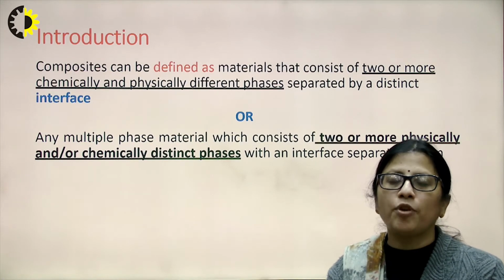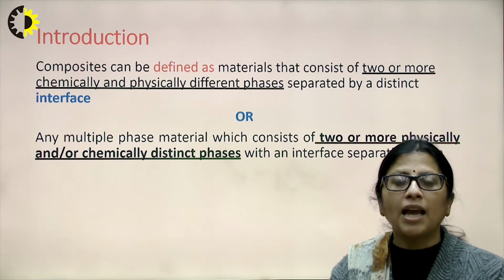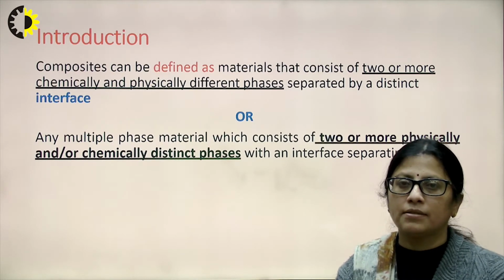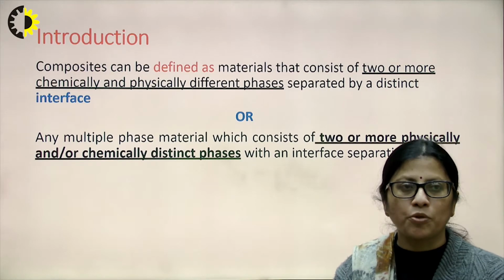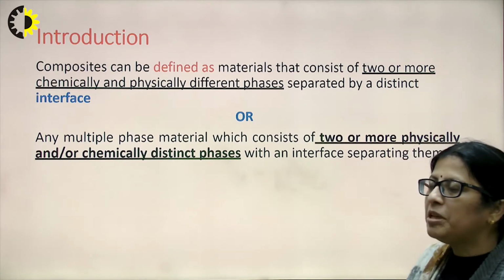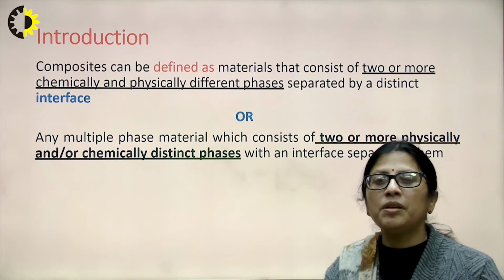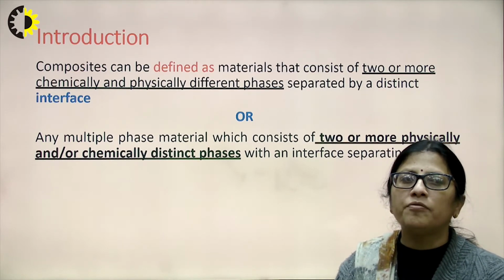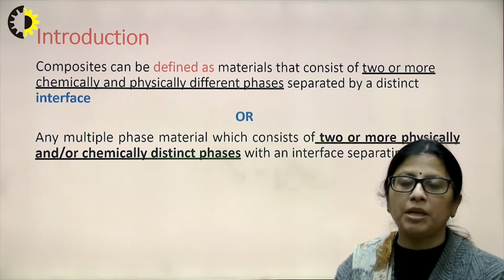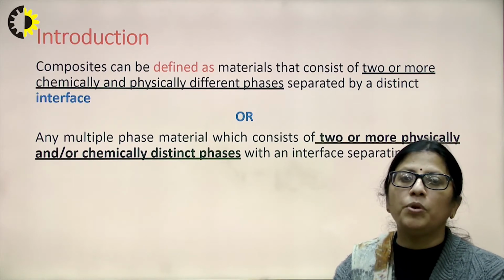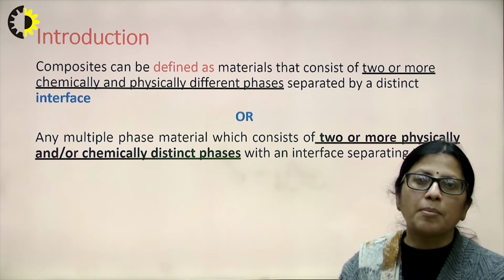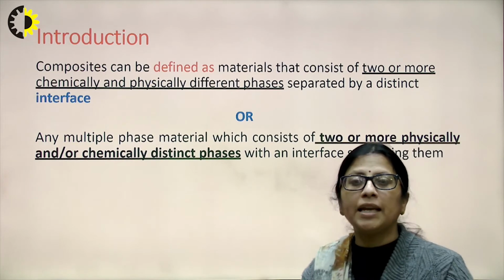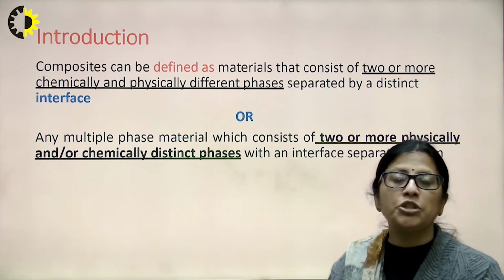They are separate from each other, and we can see the interface between the two phases while seeing from a microscope, or they can be defined as any multiple phase material which consists of two or more physical or chemical phases with the interface separating them. So, they do not form a bonding between each other.